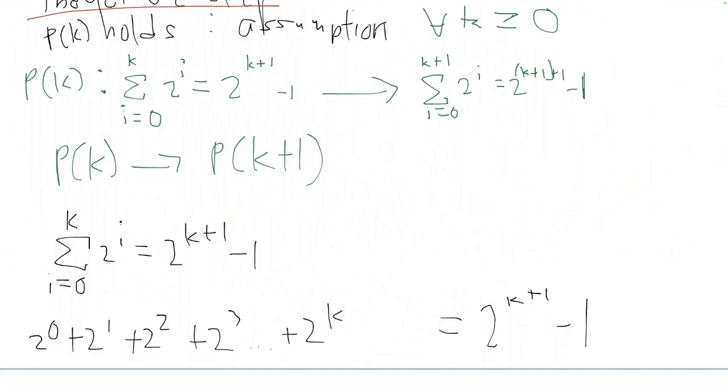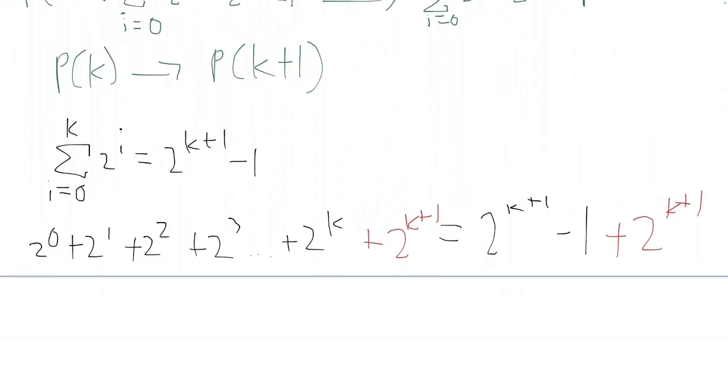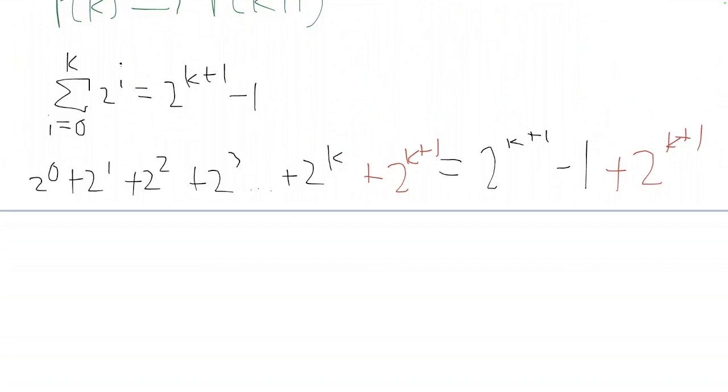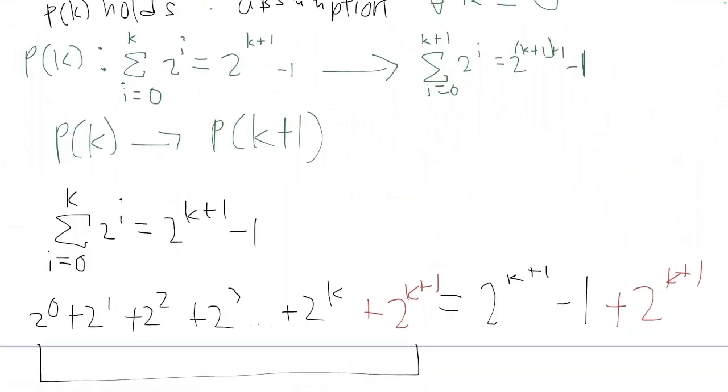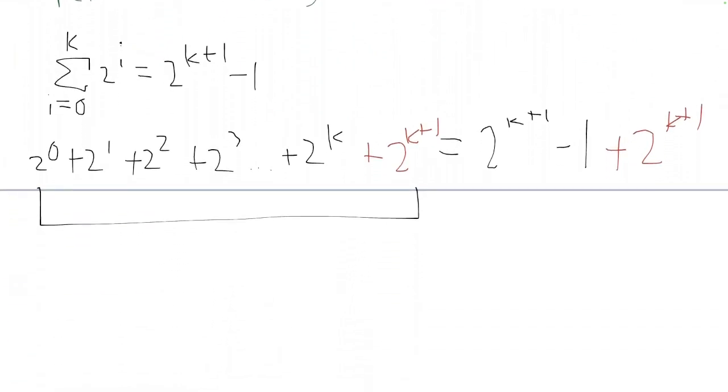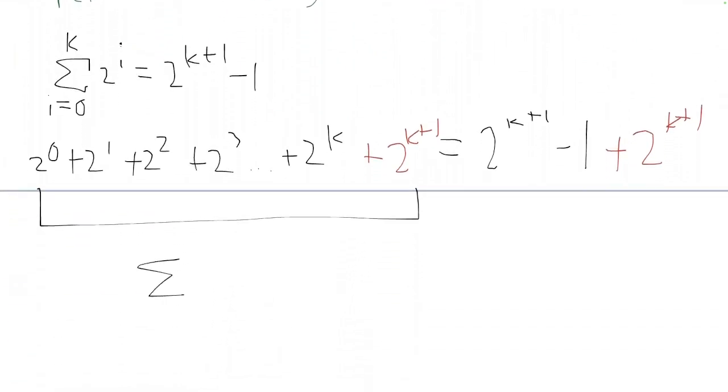This is where creativity starts. Now, I could add 2 raised to k plus 1 on both sides and the equation would still be equal. It doesn't matter. That's how we learned algebra from high school. Whatever you do on the left, you do on the right. Now, in this case, remember that this is actually what P of k plus 1 means, right? And this simply can be rewritten as the summation from i equal to 0 up to k plus 1 of 2 raised to i.